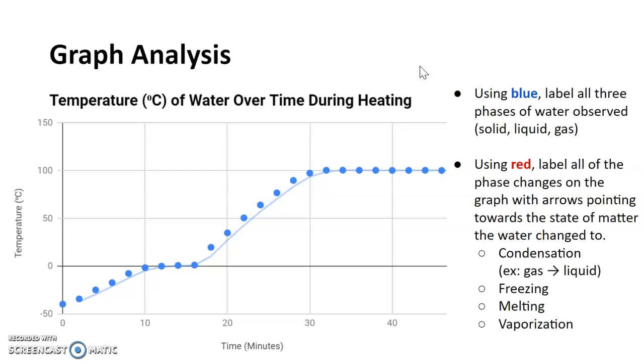Before we do that, please use blue to label all three phases of water observed. You should have solid, liquid, and gas labeled. Then using red, label all of the phase changes on the graph with the arrows pointing towards the state of matter that the water changed to. So for example, condensation, which is a gas going to a liquid, would be this way. This would be condensation, pointing towards the left, and this part would be liquid.